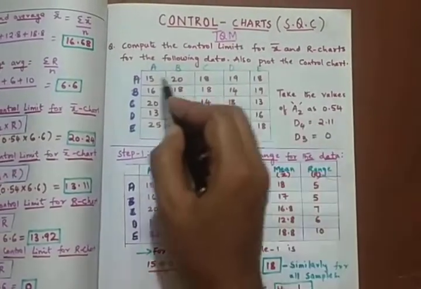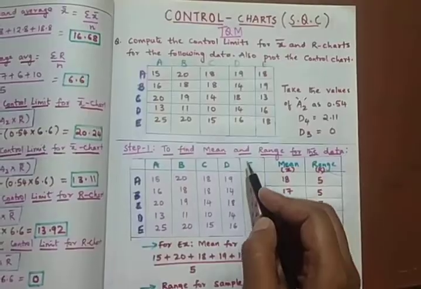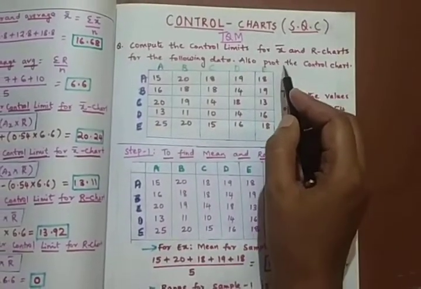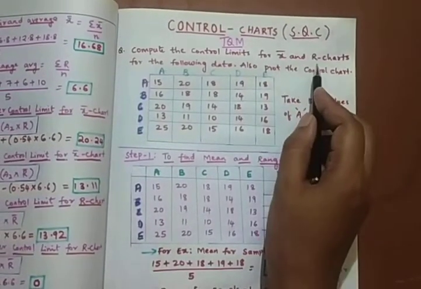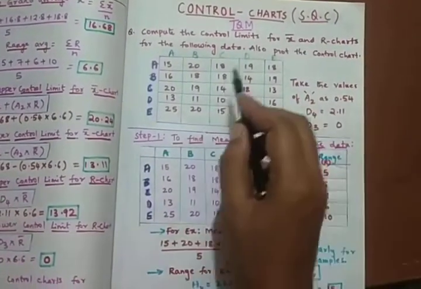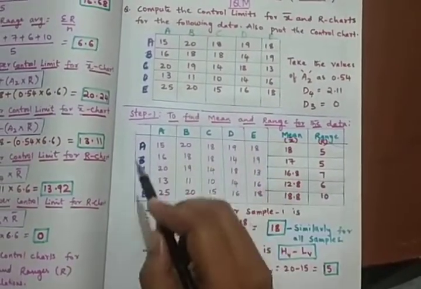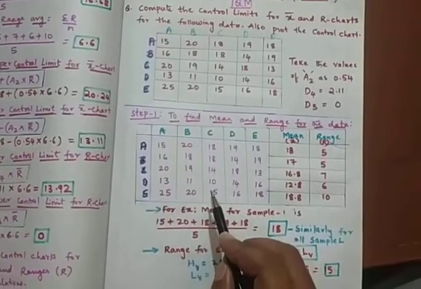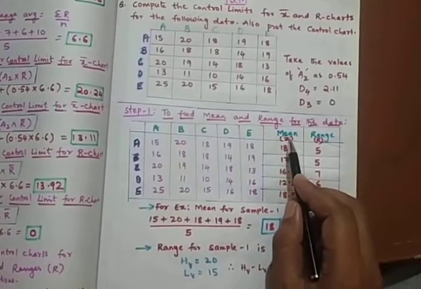See here, the problem is given, right? The first step is to find the mean values and range values, because it is nothing but mean and range. So we need to find out the mean values and range values for the data given here. That is what I have done. The data of the 5 samples I have written as it is. Now I find out the mean values and range values.